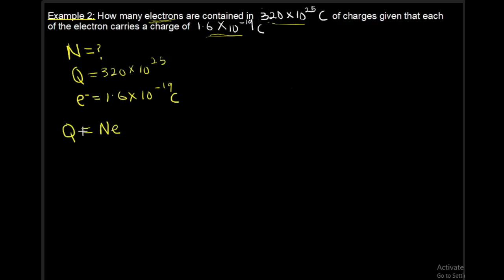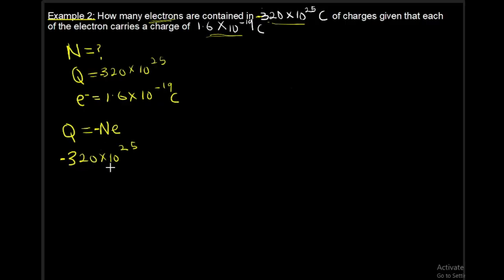Okay, so Q is 320 times 10 to the power of 25. But do not forget, it's not just going to be Q equals NE, but Q equals minus NE. How many electrons are contained in this? Since this is an electron, this is supposed to be negative, though it was not included in the question. It's going to balance up our answer. The quantity of charge will be negative because it's an electron. So we have Q equals minus NE.